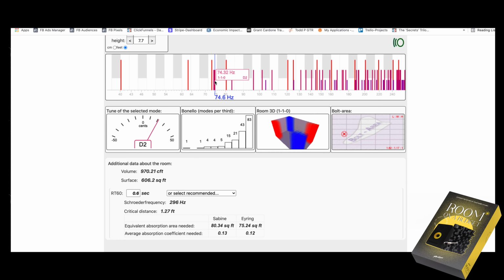Why would you go and shoot the room and send signal through the room without at least having a peek at what this is telling you mathematically, right? So here's another one. This is going to be the front to back modes. So you're thinking front wall, you're thinking back wall. That's really what that is.